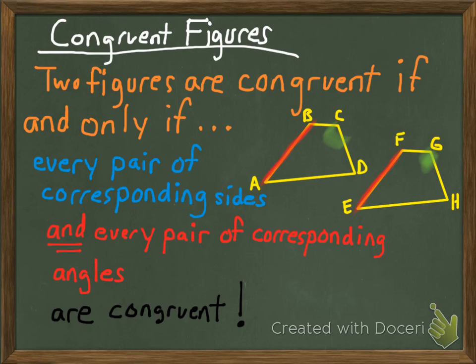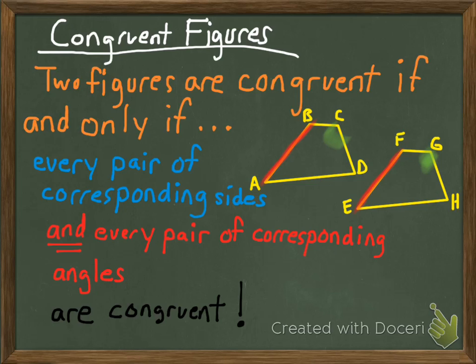In this picture, that means this. Segment AB would have to be congruent to segment EF, and segment BC would have to be congruent to segment FG. Segment CD would have to be congruent to segment GH. Segment AD would have to be congruent to segment EH. That's all the pairs of corresponding sides that would be congruent to one another.